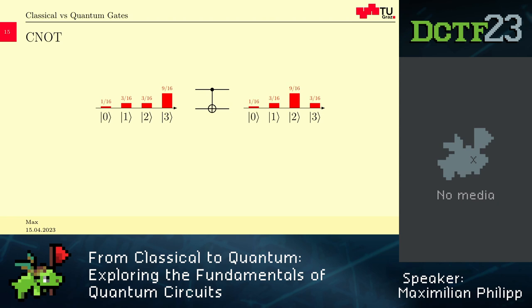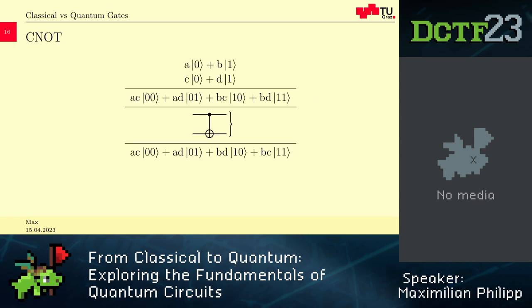Before, we were able to separate the probabilities, and now we are no longer able to do that after this operation. As you can see here, we have some state, A times 0 plus B times 1, and C times 0 plus D times 1. If we combine them, we just multiply the coefficients, and we get the probabilities of observing each combined state. And after applying the CNOT, we just swap the two coefficients, but then we might not be able to separate them again, and that's basically what entanglement does.